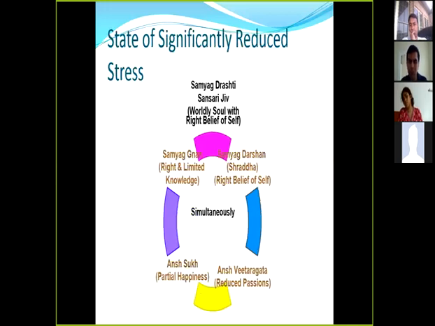And so that first experiment is basically called this state of significantly reduced stress. When a person does that experiment and experiences a partial fraction of that state, it's called a state of samyak darshan, or a worldly soul which acquires right belief from that point onwards. And the extreme stress becomes significantly reduced stress. How to perform that experiment we can see later on as well.